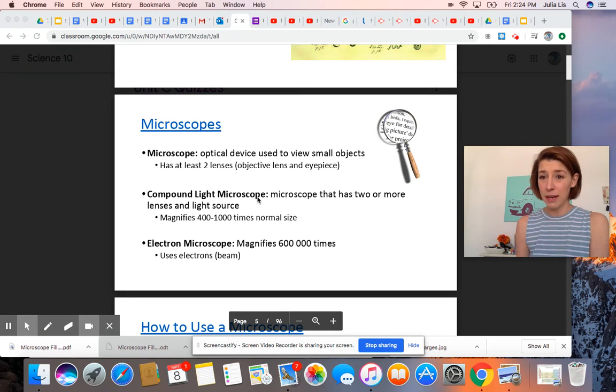So electron microscopes are incredibly expensive. I only ever got to use one once in my whole university experience. And they are actually able to magnify an image up to 600,000 times the original size. So you're able to look at specimens, things all around us that are much, much smaller. And the images that they produce are really cool. So there are different kinds that we'll look into later.